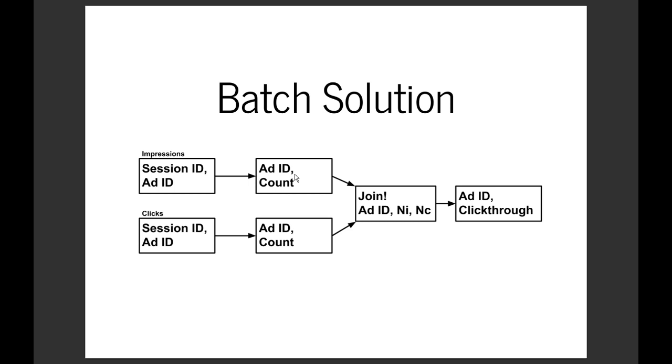And we need to do the same thing for clicks. We want to roll them up by ad ID because we want to measure the effectiveness of the individual ads that are done. So once you do that, that's just a simple group by in SQL. Then you join the two of them, and you get the ad ID, the number of impressions, and the number of clicks. And from there, you can calculate click-through.